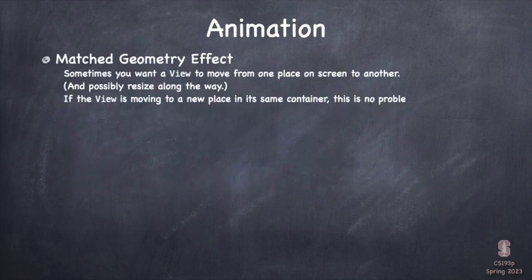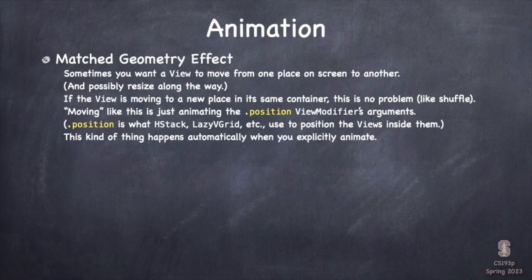That's what that is. All right, totally different thing here now, matched geometry effect. So sometimes you have a view that you want to move from one place to another place. And sometimes it's easy. It's like shuffle. When I hit shuffle and I reorder my ForEach, it causes the LazyVGrid underneath to change the dot position view modifier on all the card views, and they move. And since dot position is a view modifier, its changes get animated, and woo, the cards all move around. Real easy like.